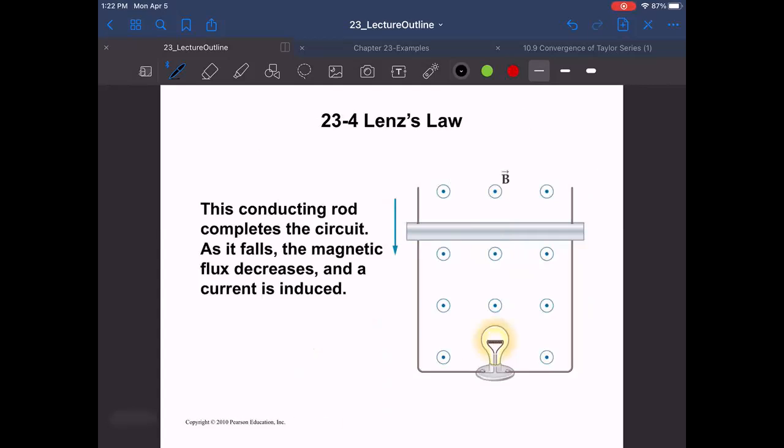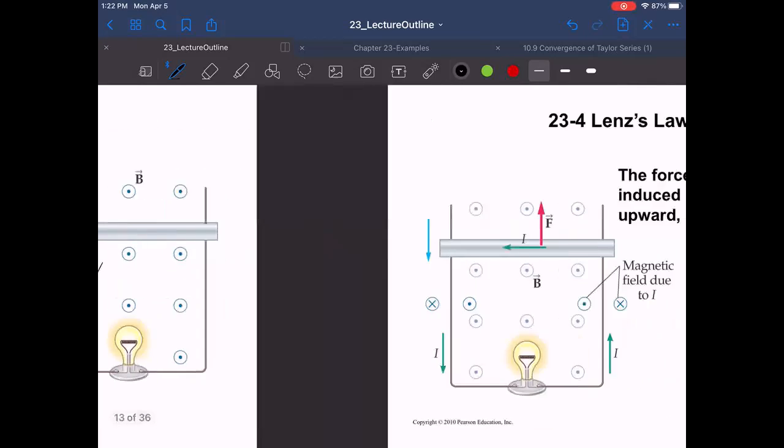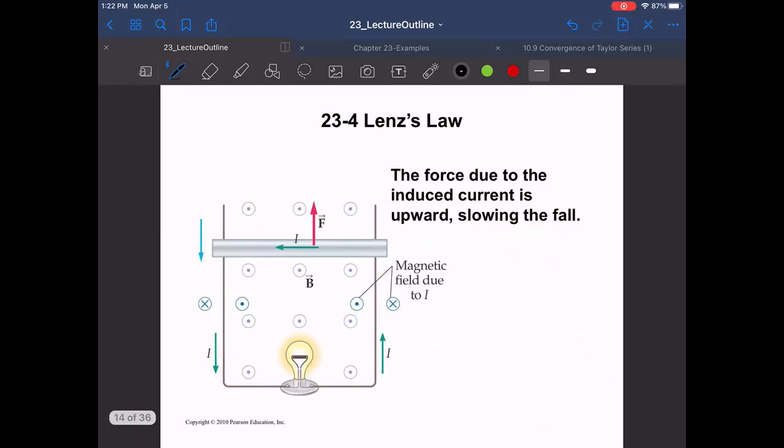Here, you can take this conducting rod, it completes the circuit. As it falls, the magnetic flux decreases. So in other words, we're moving this rod this way, and it will induce a current. It induces this current, which I believe is on the next page here, because as we go down, it hates that change in flux, and therefore a current is produced that will try to add that flux back in.